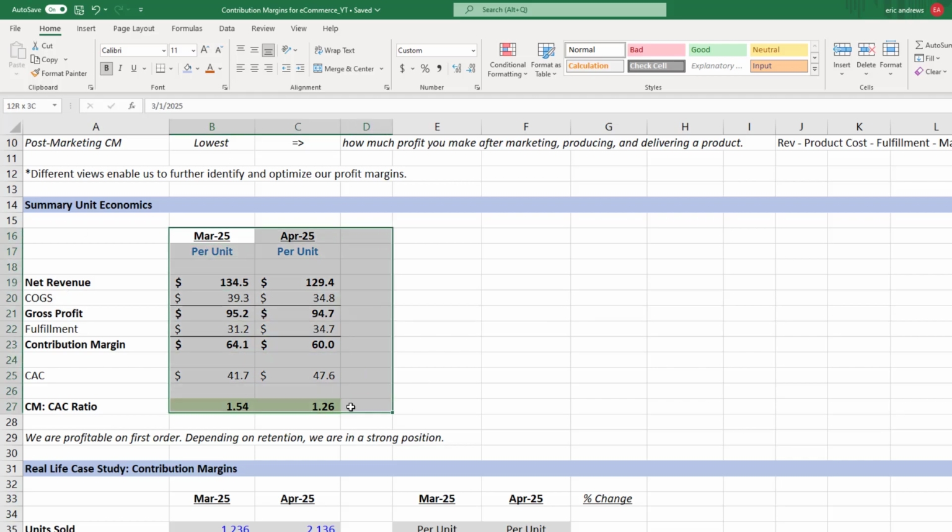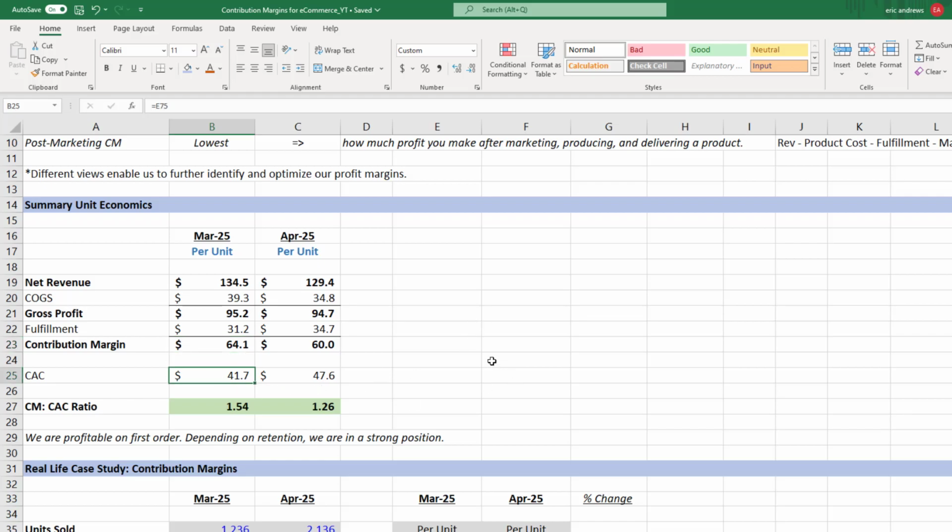So we call this unit economics because these metrics are broken down per unit. So that's $64 of contribution margin per unit. That means that you basically have $64 to spend before you are break even on the product.